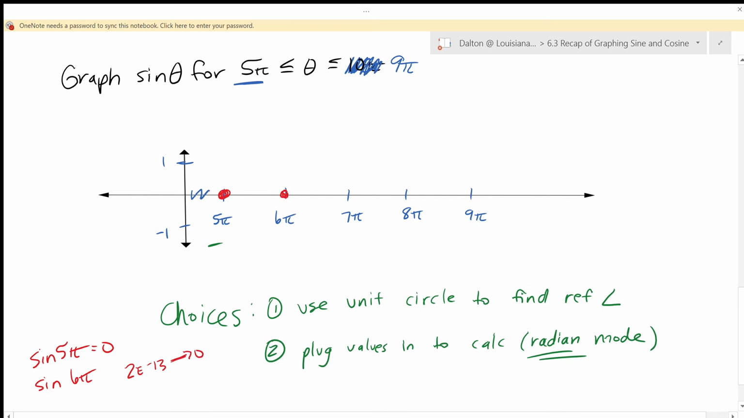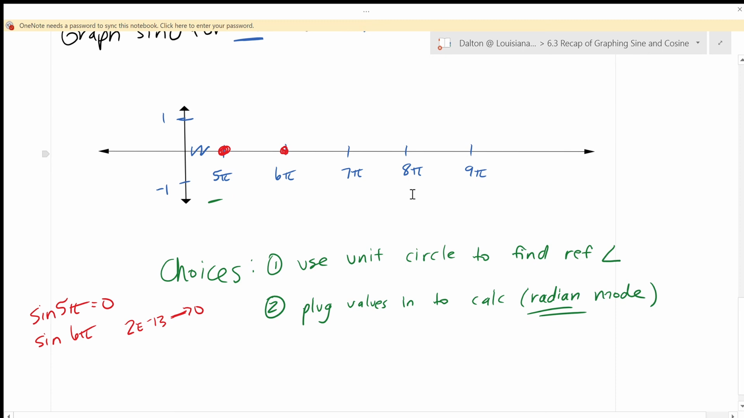What about sine of 7 pi? Mine now says 4e to the -13th power, which is again 0. Sine of 8 pi, another one of those weird things, which is 0. And then sine of 9 pi, 2 times 10 to the -13th power, which is again 0. So sometimes it's not going to tell you 0. It's going to tell you that weird, long, scientific notation number. That's essentially 0.